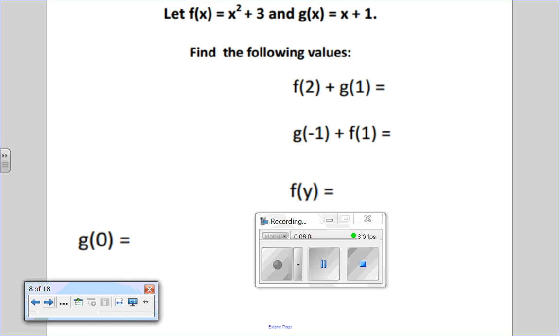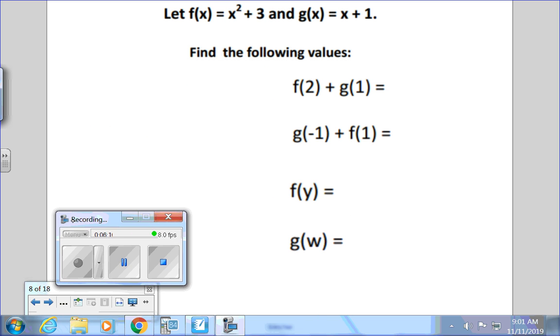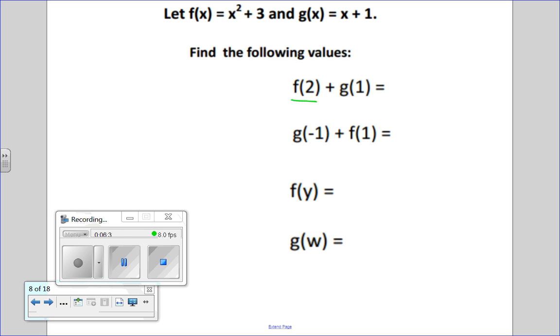Alright, we're going to try these ones over here together because they're getting a little harder. Face forward, everybody. The problems are getting a little bigger, so we're going to talk together on how they work. First off, we have f of 2 plus g of 1. So you're actually going to find f of 2 first by putting a 2 in the formula here. What would that be?